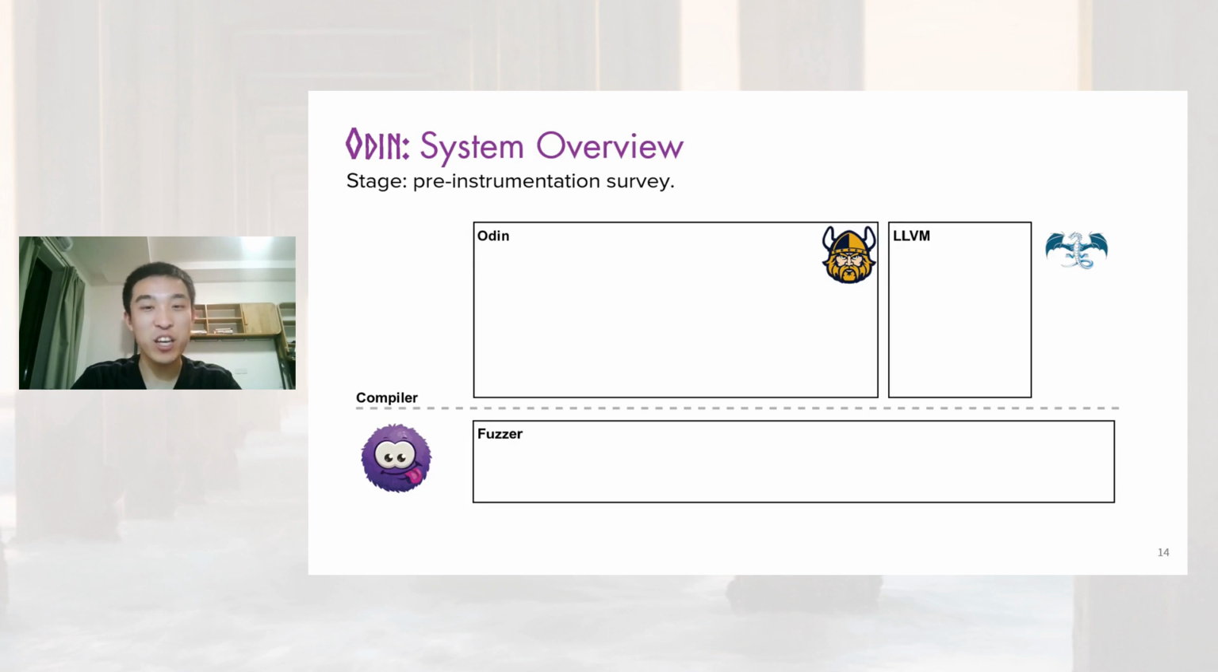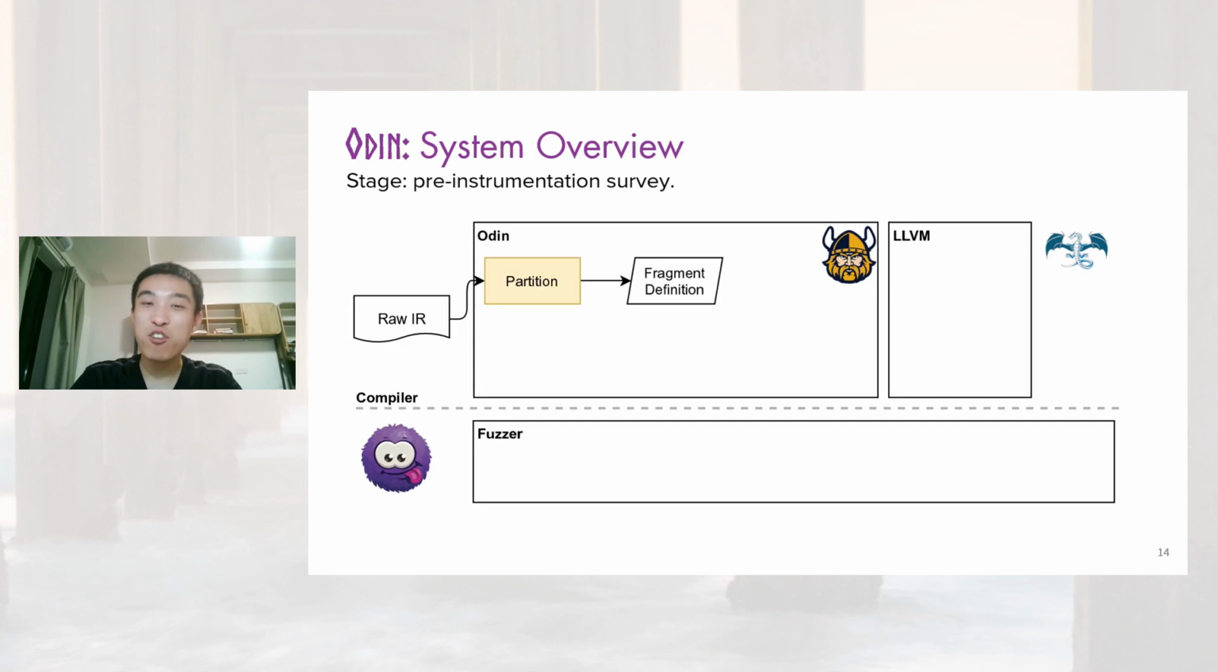Odin is implemented as a library to cooperate with the fuzzer closely. Before fuzzing starts, Odin creates a partition scheme for the program. The fragment definition describes the boundary between fragments. The fuzzer maintains the global prop state to describe the instrumentation requirements.